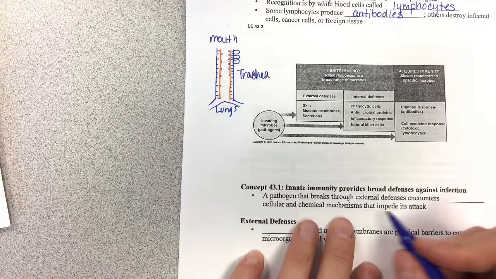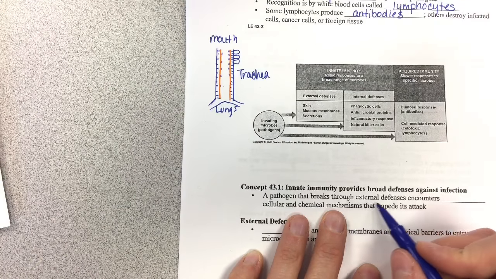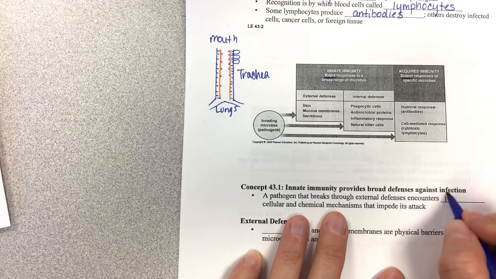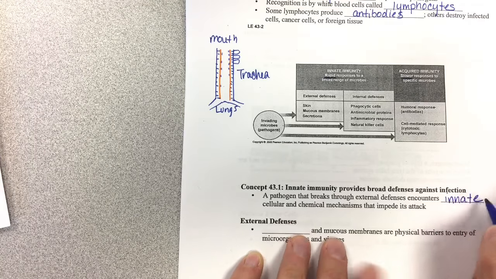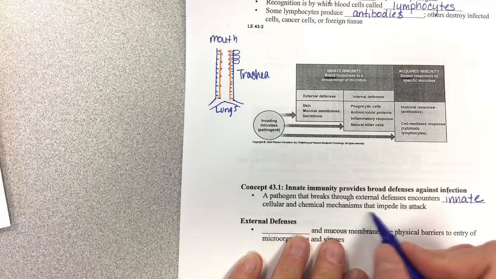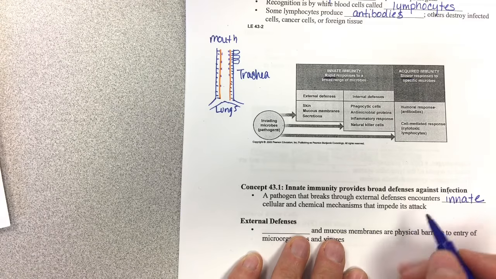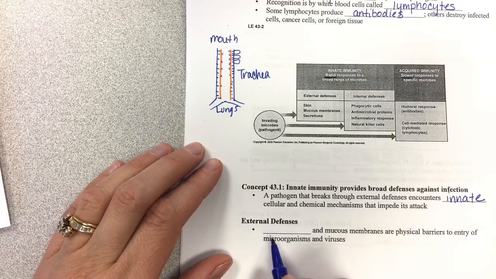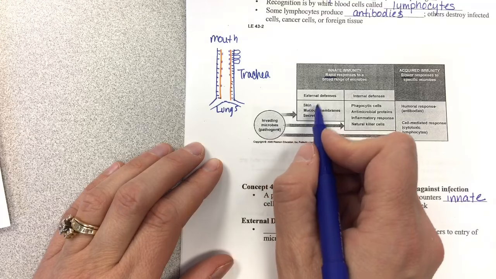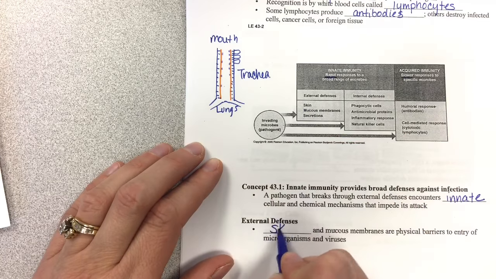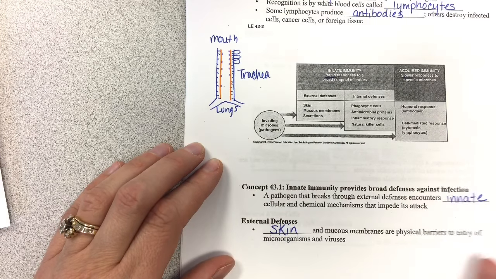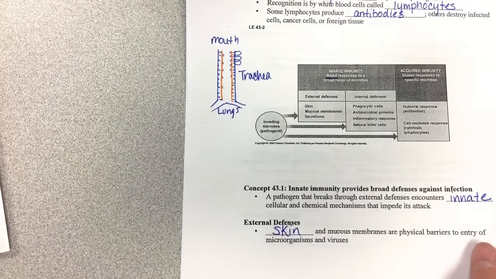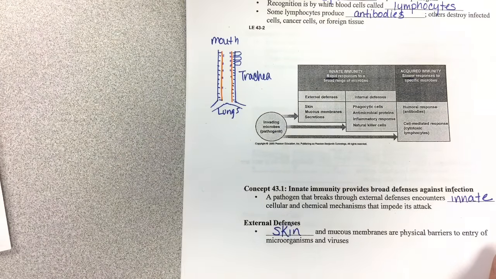First, the innate human immunity. A pathogen that breaks through external defenses encounters innate cellular and chemical mechanisms that impede its attack. And so the external defenses, this is blank, and mucous membranes are physical barriers. What would we put in there? Skin. Skin is one of our first lines of defense. It helps us to keep out microorganisms, bacteria, and viruses.